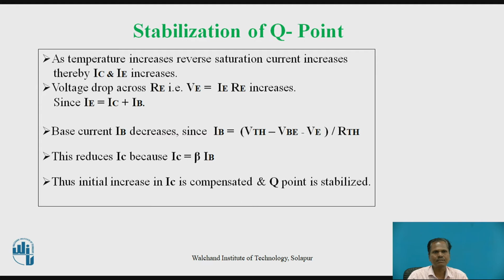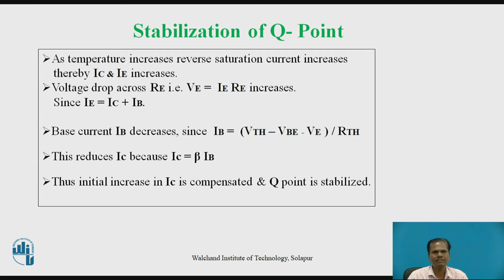As the surrounding temperature or the junction temperature of a transistor increases, the reverse saturation current increases. As the reverse saturation current increases, the total collector current increases, because the collector current depends upon the current due to the input base current IB and the leakage, reverse saturation current. So that depends upon temperature.